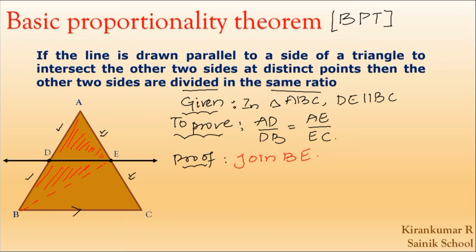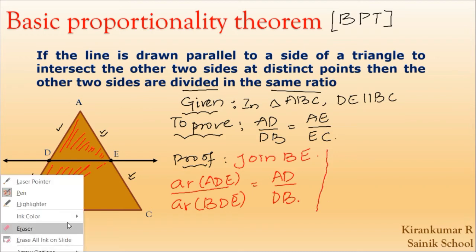In the second property we have seen, whenever two triangles are formed from a triangle, then the ratio of their areas, that is area of triangle ADE upon area of triangle BDE, will be equal to the ratio of the bases AD upon DB. Correct?